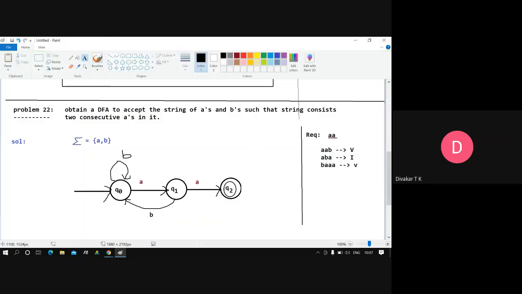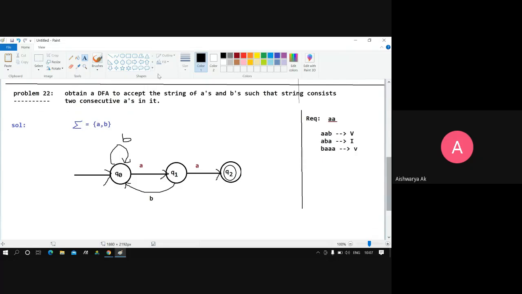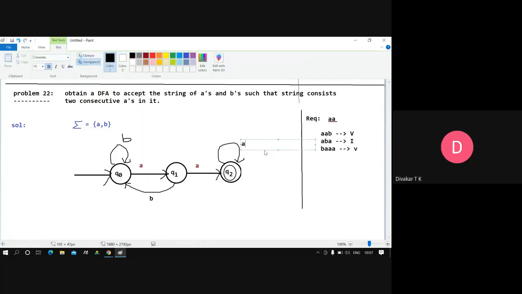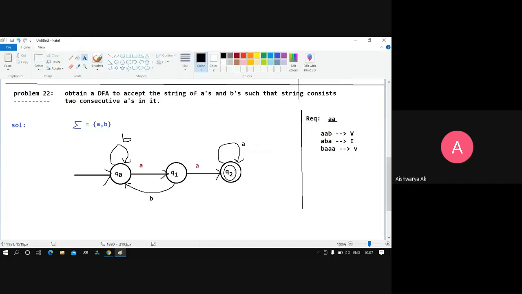Now tell me, for Q2 here, both symbols have not been passed. What am I supposed to do now? A can be self looped. Okay, fine. B, even if you pass it to Q1, that is the previous state, it can't be satisfied. So B we cannot put here.